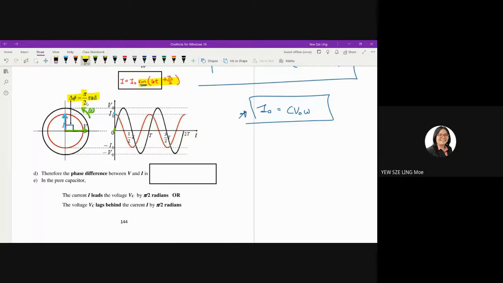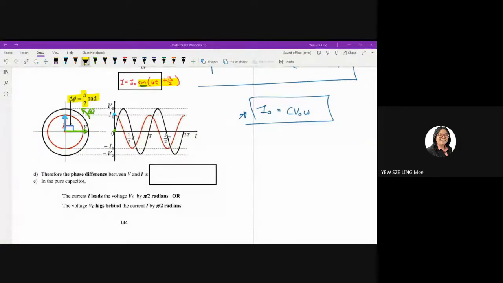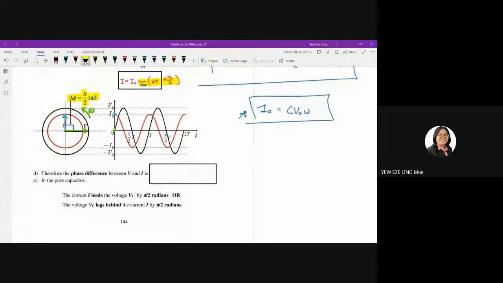Now you see, that's why I told you, if you know how to sketch a phasor diagram, you can actually get quite a lot of information from it. The first and most fundamental thing you can get from the phasor diagram is the phase difference between V and I. According to the phasor diagram right here, you have I and V. The phase difference is pi over 2 radian.